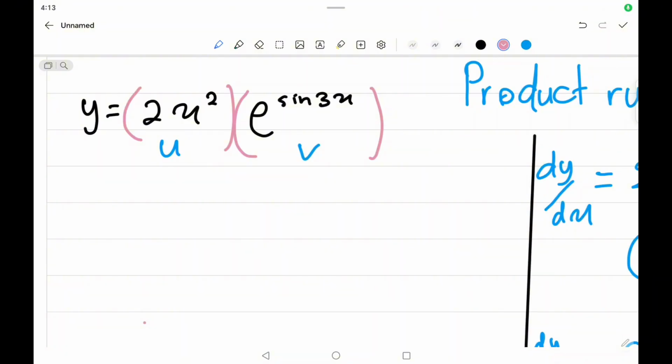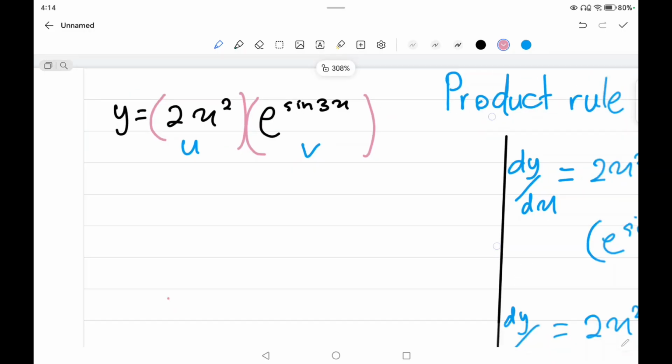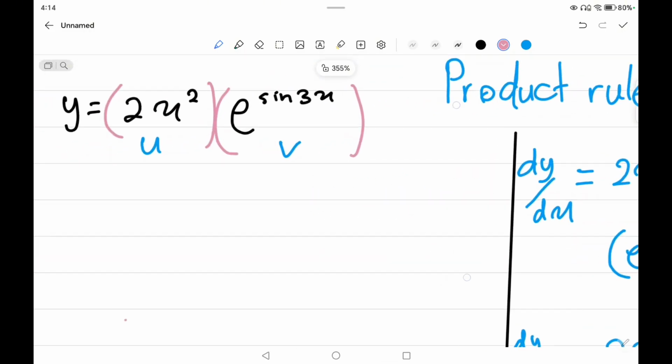Okay, so now we're moving on to question 2a. Question 2 asks, find dy over dx for the following function. Our function for question 2a is y equals 2x squared times e to the power of sin 3x. Firstly, we need to determine which rule we are going to use to solve this question. I already determined we need to use the product rule.